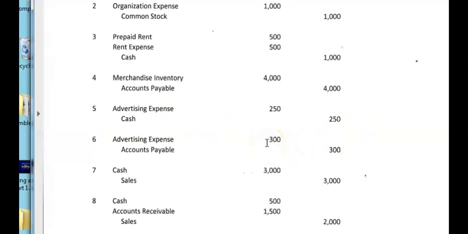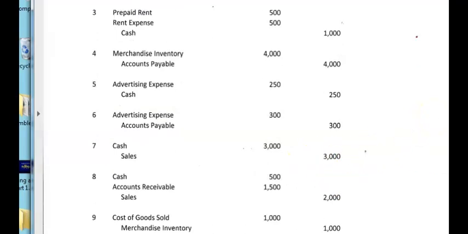Next one, number 6, advertising expense. Expense, debit goes up. Do they pay for it? No. Accounts payable goes up, liability, and increases are a credit. So debit and credits, balance. Number 7, they had $3,000 in cash sales this month. Cash goes up, debit, revenues go up, credit, 3,000, balances.